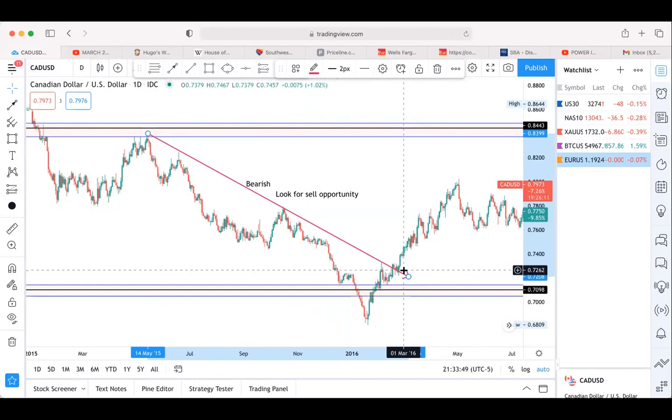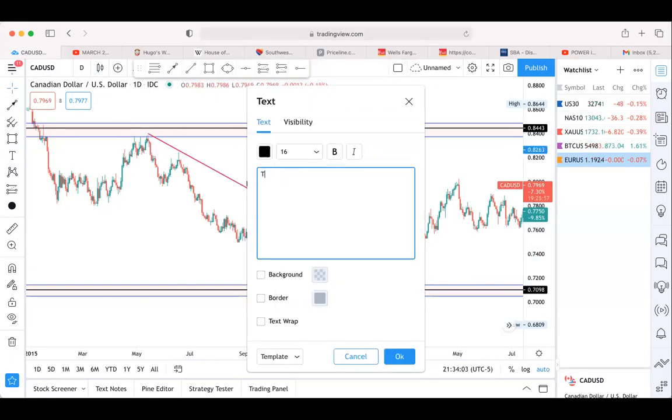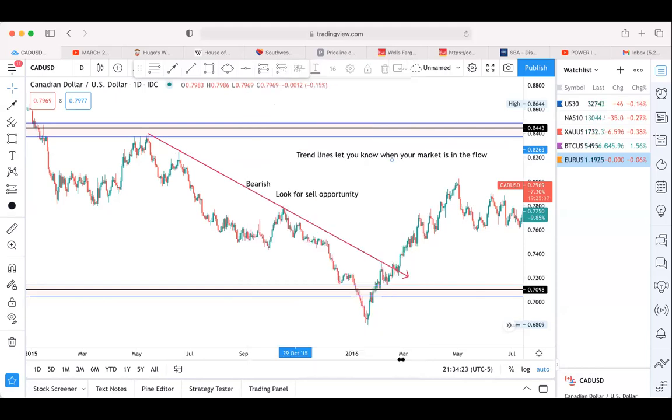So the trend line helps you to keep your market in the flow. It lets you know when the market is still in the flow. Trend line, you can write that down. Trend lines help you to know when your market is in the flow. That's it. Trend lines let you know when your market is in the flow.